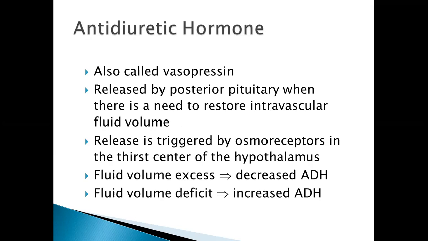Now, antidiuretic hormone is also called vasopressin. It is released by the posterior pituitary when there is need to restore intravascular fluid volume. The release is triggered by osmoreceptors in the thirst center of the hypothalamus. So if there is fluid volume excess, ADH decreases. If there is deficit, ADH increases.